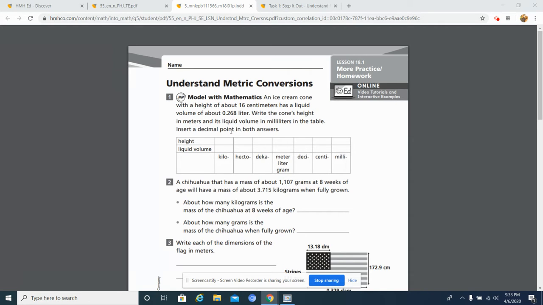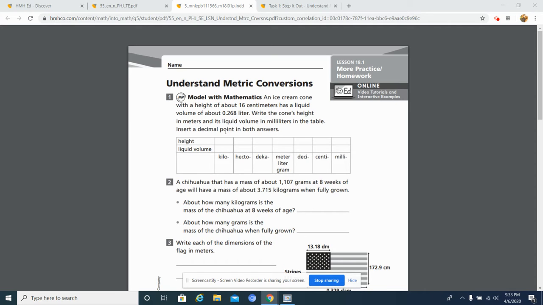Okay, so it says an ice cream cone with a height of about 16 centimeters has a liquid volume of about 268 thousandths of a liter. Write the cone's height in meters and its liquid volume in milliliters in the table. Insert a decimal in both answers.